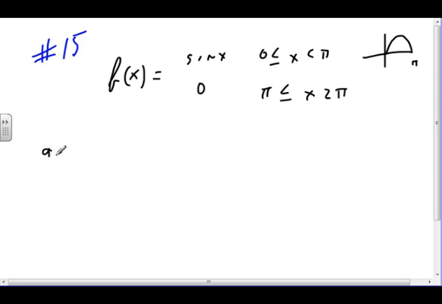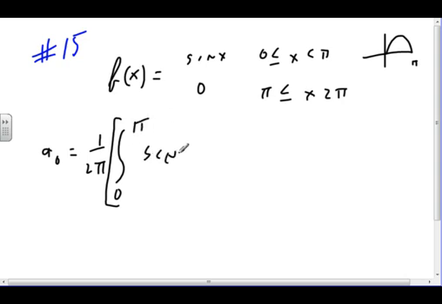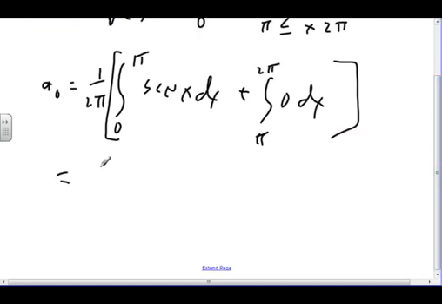A0 is 1 over 2 pi, integral 0 to 2 pi, integral 0 to pi of sine x dx plus integral pi to 2 pi of 0 dx. That looks good. 1 over 2 pi. The integral of sine is minus cosine. Minus cosine x, evaluated at 0 and pi.